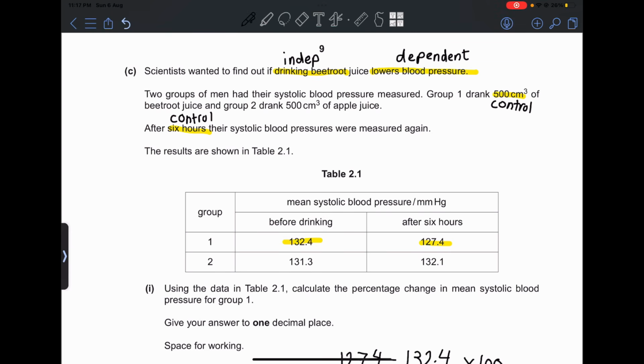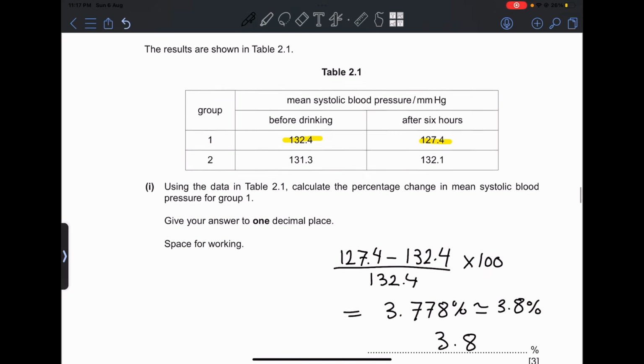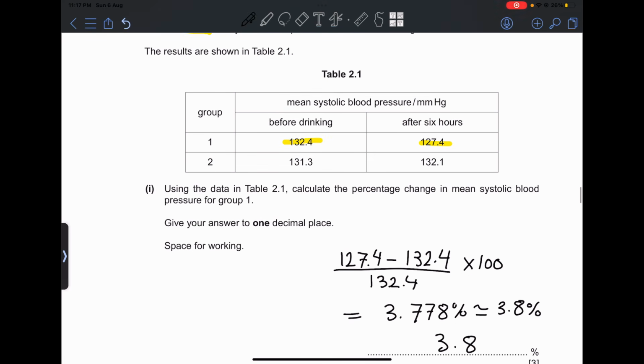C. Scientists wanted to find out if drinking beetroot juice lowers blood pressure. So drinking beetroot juice is actually the independent variable. Lowering blood pressure is the dependent variable. 2 groups of men had their systolic blood pressure measured. Group 1 drank 500 centimeter cubed of beetroot juice, and Group 2 drank 500 centimeter cubed of apple juice. After 6 hours, their systolic blood pressures were measured again. So after 6 hours is a controlled variable. And this is the data that they were showing.